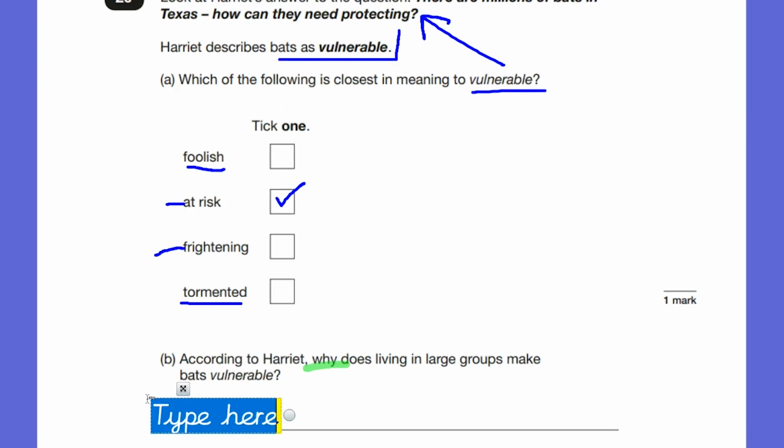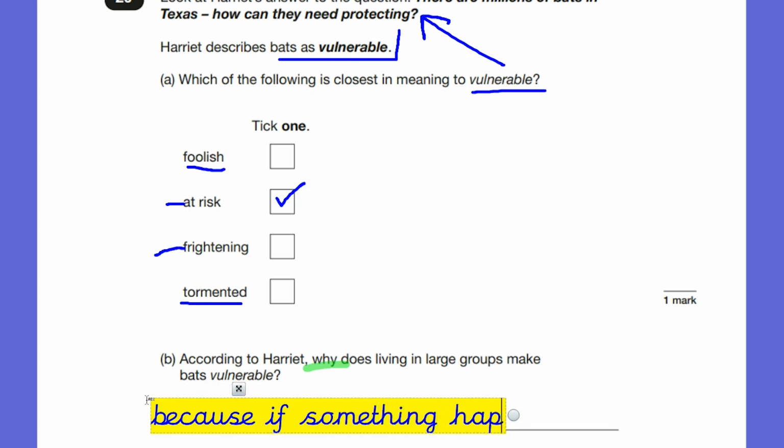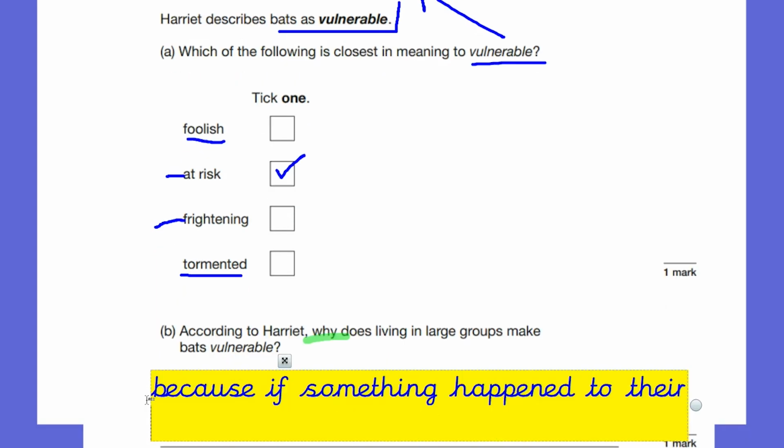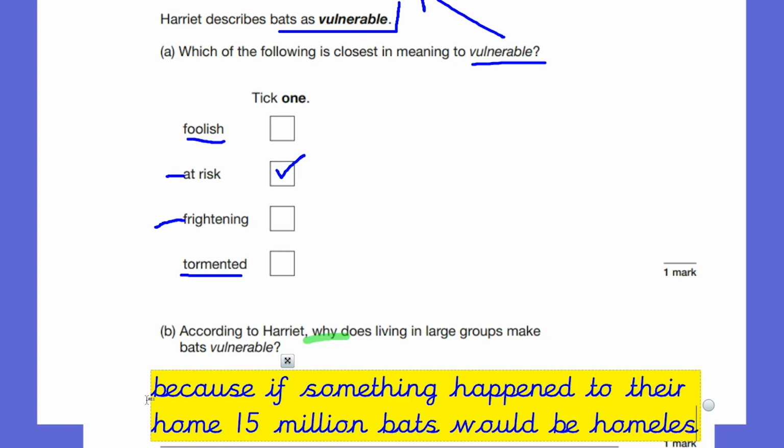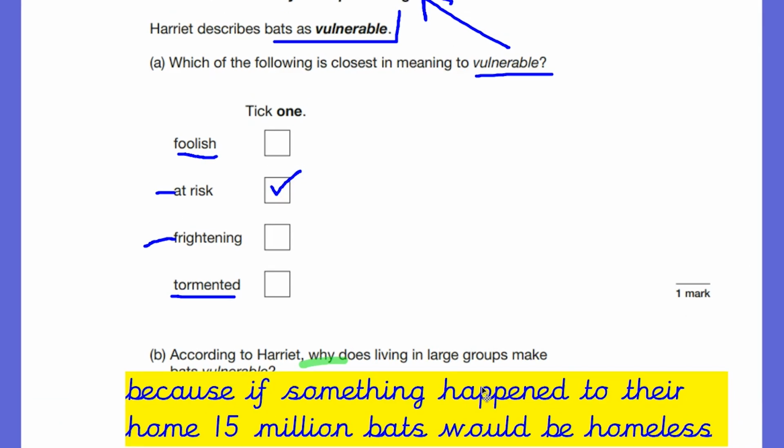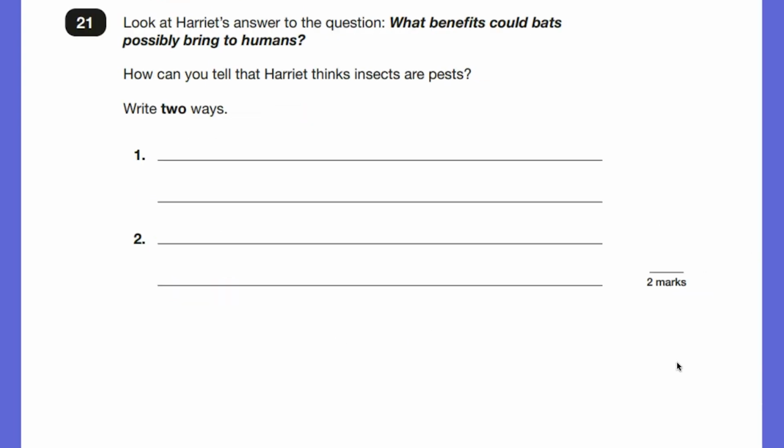So there you have it. Back at the question, the reason would be because if something happened to their home, 15 million bats would be homeless. Okay, so that's a negative of living in such large groups. Question 21. Look at Harriet's answer to the question, what benefits could bats possibly bring to humans?